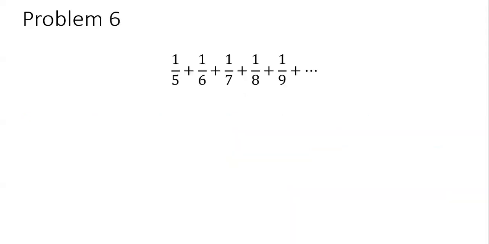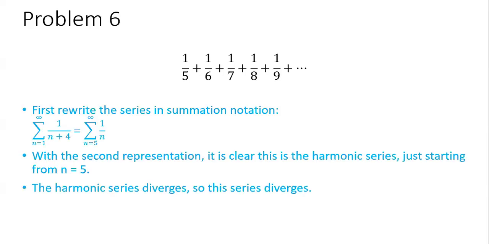Number 6, this is a little different representation. Instead of a closed form summation notation, they gave us a list of numbers here, plus dot, dot, dot. So how do we determine the convergence of this? Maybe, as I hinted, you would want to rewrite this into a summation notation first, which is simple enough. It's summation as n goes from 1 to infinity, 1 over n plus 4, sorry. Or we can simply rewrite it as summation as n goes from 5 to infinity, 1 over n.